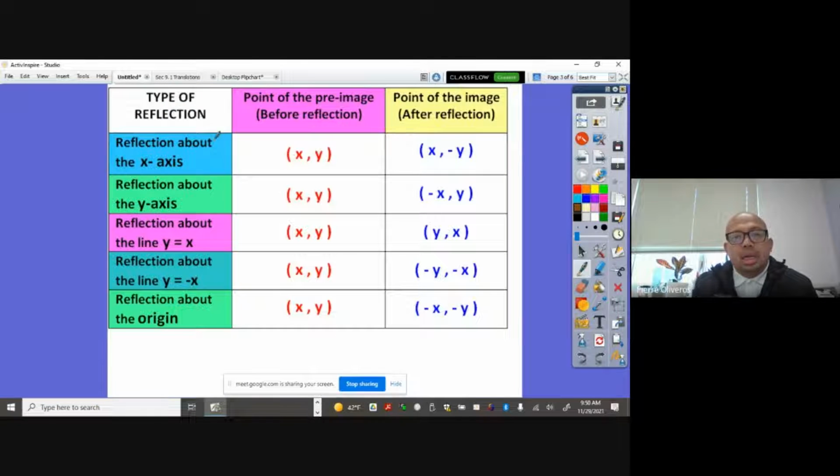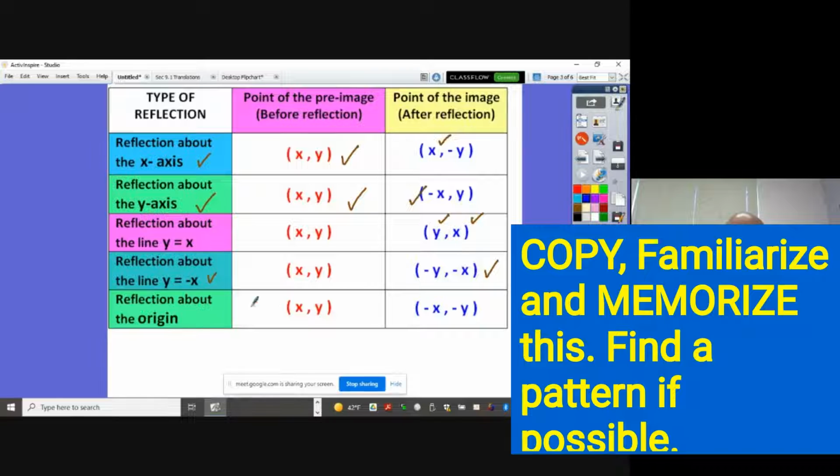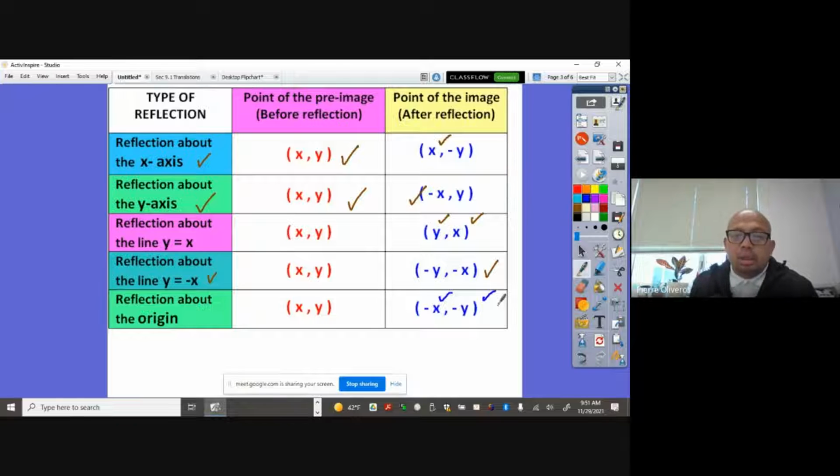Remember this formula here. If you're being asked to reflect an image or pre-image about the x-axis, if you're given (x, y), the formula will be (x, negative y). So you just make the y negative or flip its sign. If it's about the y-axis, you flip the sign of the x coordinate. If you're given the diagonal y equals x, just swap the y and the x. If you're given y equals negative x, swap them, but make sure you reverse their signs. And if you reflect over the origin, you just make both coordinates negative.